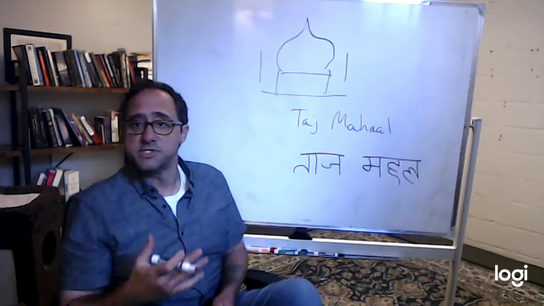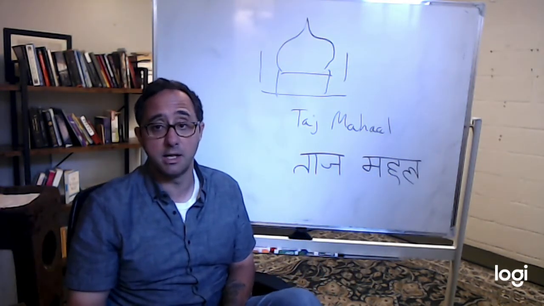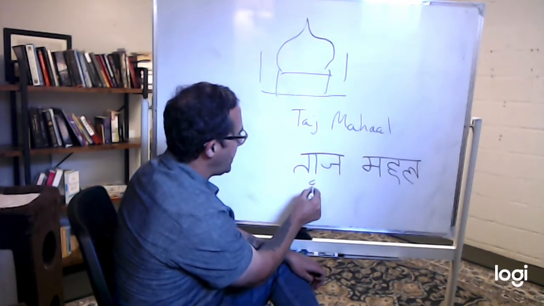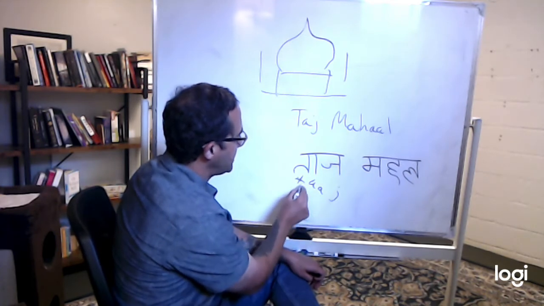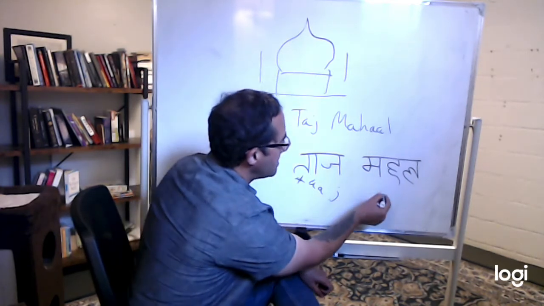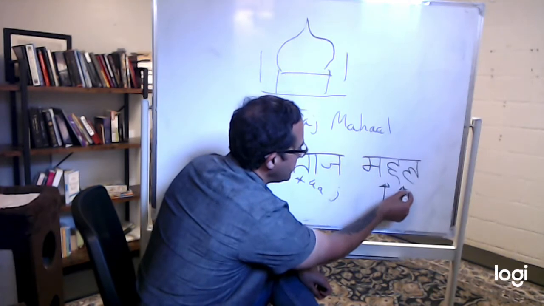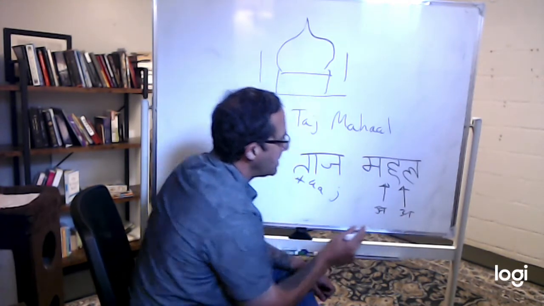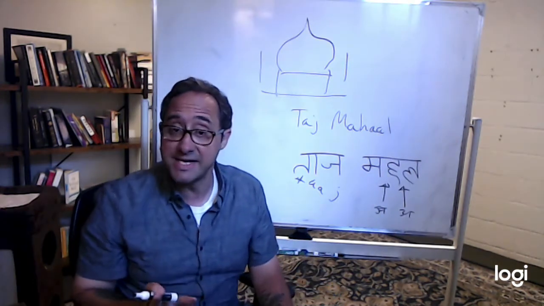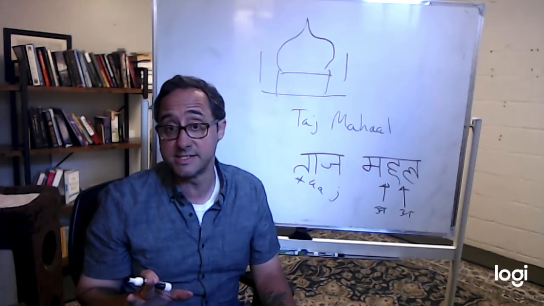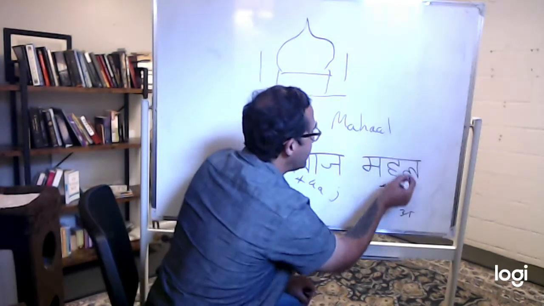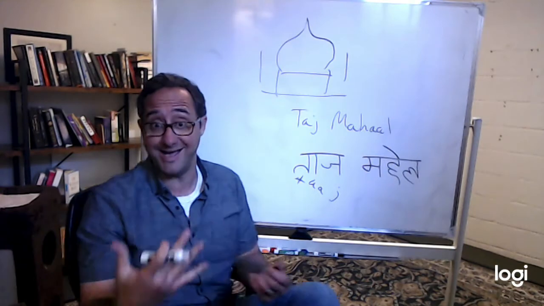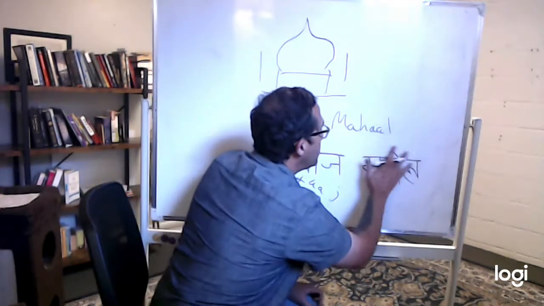Mahal. So it should be Taj Mahal, because we know that here we have T, A, and then J. But here, what we learned was in between these should be Us, right? Mahal. But that's not how Indians say it. They say mahal, like I put an eh there. Taj Mahal. Okay, but it's not.